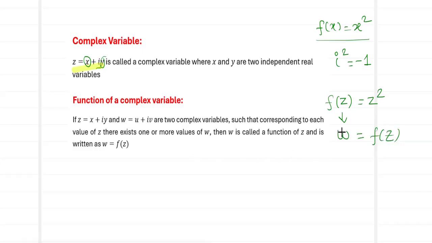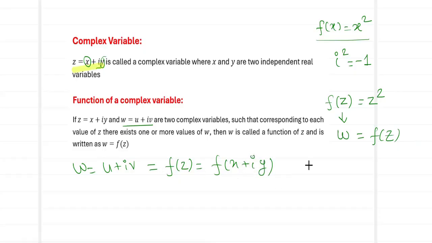Hence, what happens over here? We see that w, which is being defined as u plus iv, can now be expressed as f of z, which is nothing but f of x plus iy.